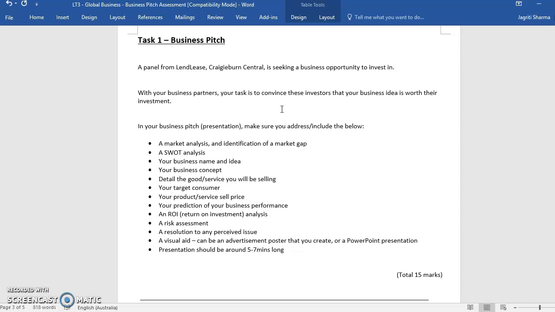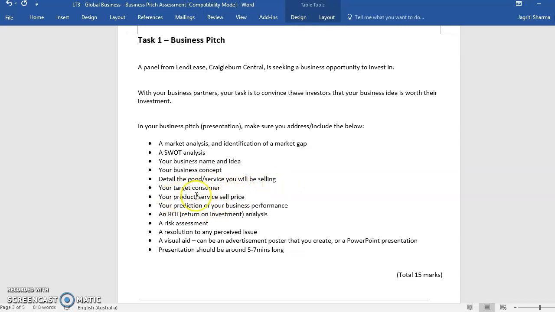In your business pitch presentation, make sure you address and include the below. There are some more points that were already discussed in the PowerPoint presentation, so make sure you include every one of them. Market analysis, market gap, SWOT analysis, business name and idea, business concept, detail the good or service you will be selling.